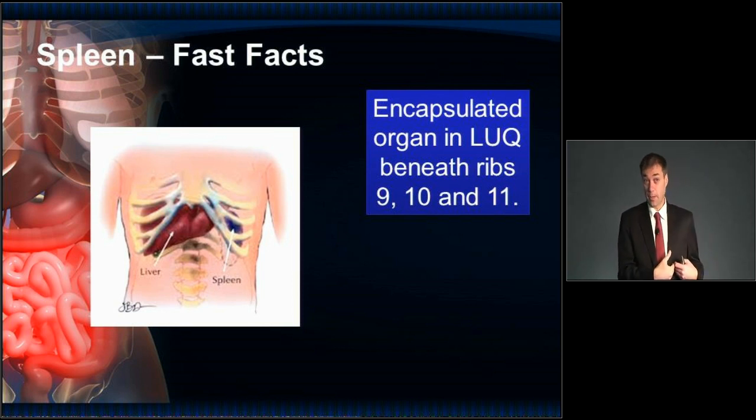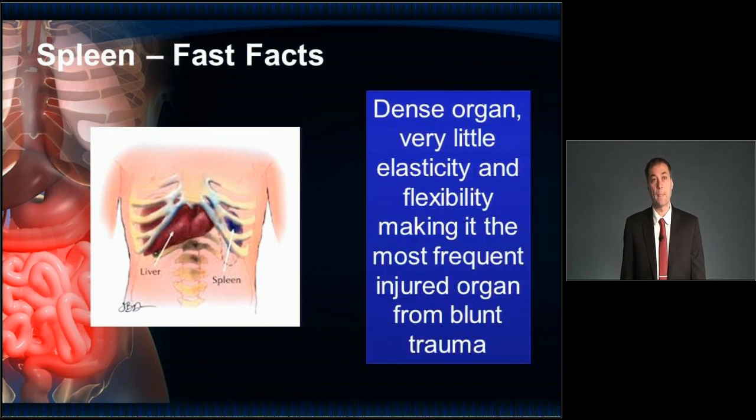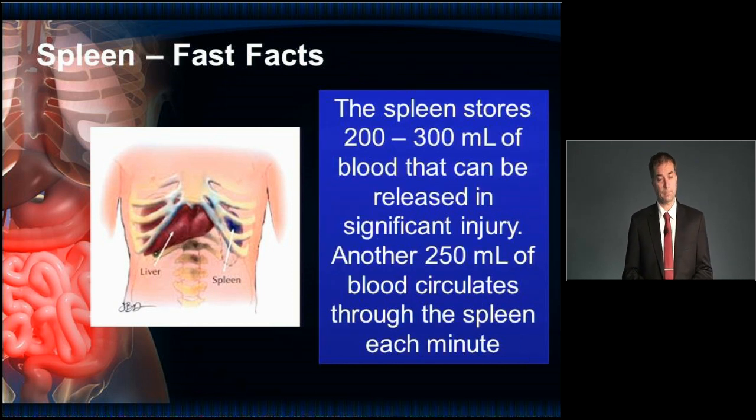It's in the left upper quadrant, right under ribs 9, 10, and 11. As mentioned in the chest trauma lecture, any fractures of the left lower ribs can result in injury to that tightly encapsulated organ. It's a dense organ. It's not very elastic or flexible, so it doesn't take a lot of external trauma to rupture the spleen, making it the most injured organ from blunt trauma.